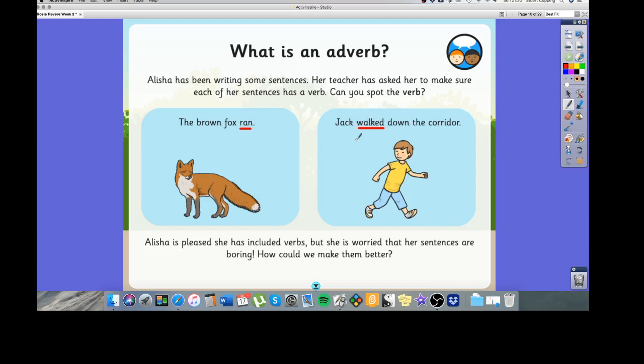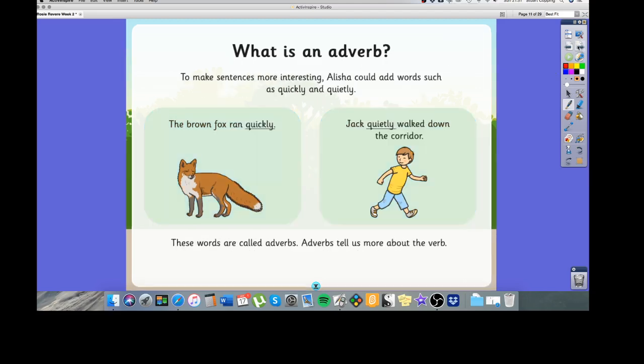Okay. Now Alicia was really pleased that she'd included verbs in her sentences, but she was worried that they were a bit boring. Okay. So how could we make them better? Well, we can do that by adding an adverb. Okay. Now an adverb tells us more about the verb, and I've underlined the ones for us here. It tells us how we did something. So it describes not the noun like an adjective does, but it describes the verb, which is why it's called an adverb.